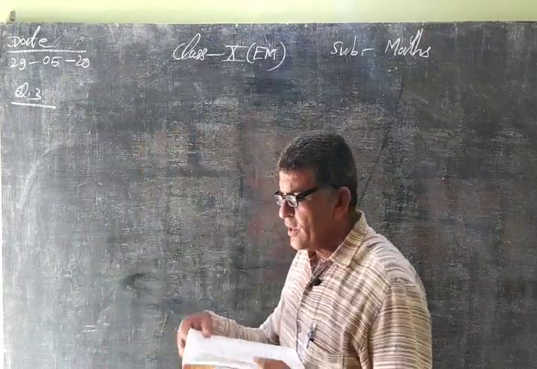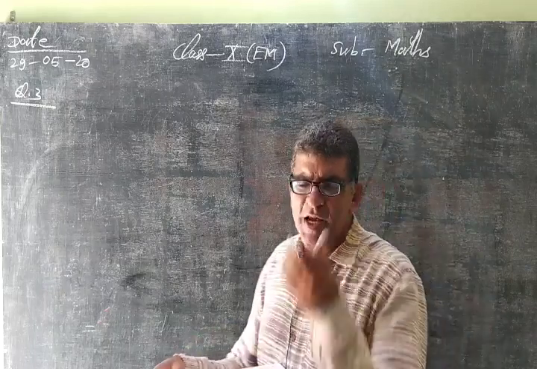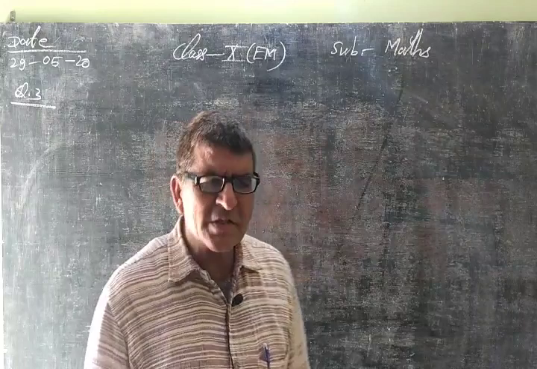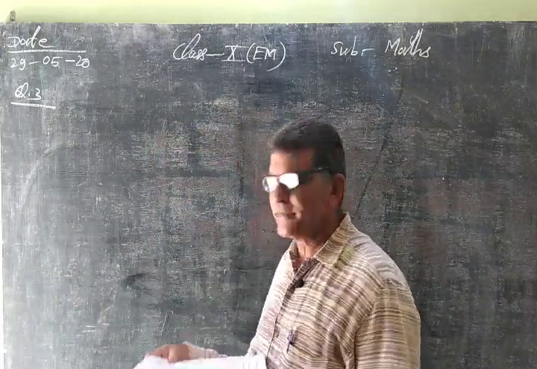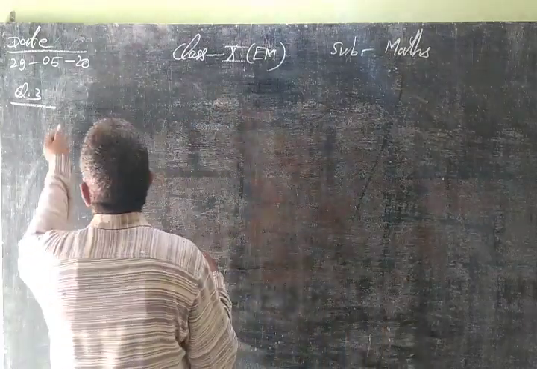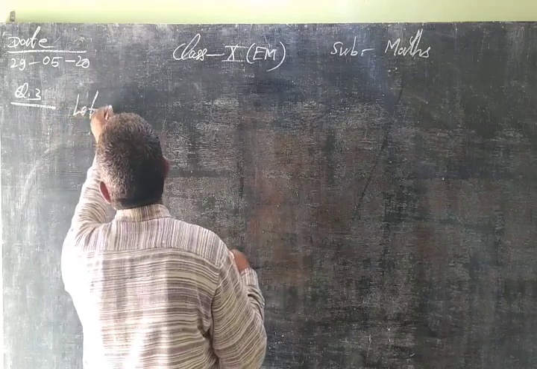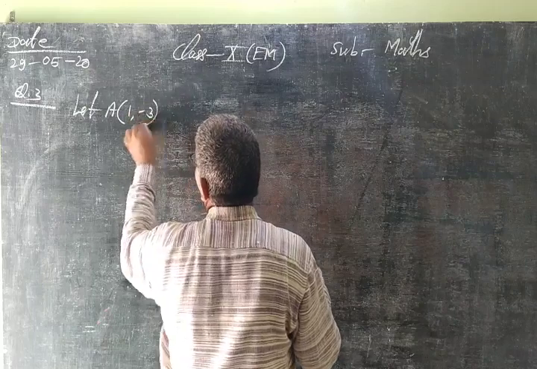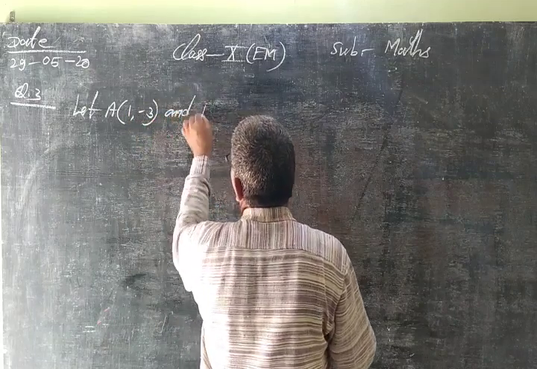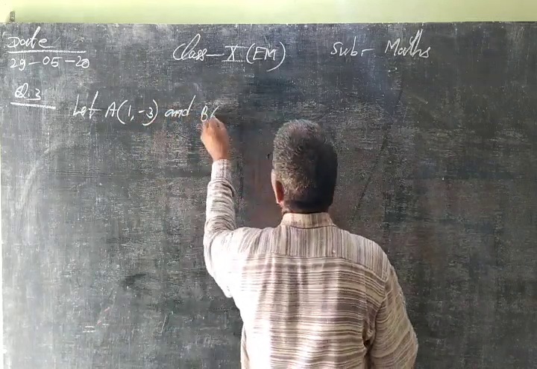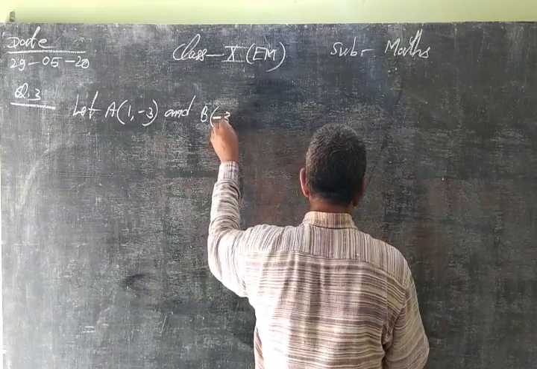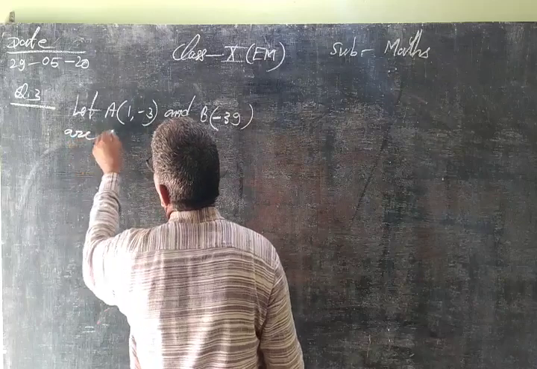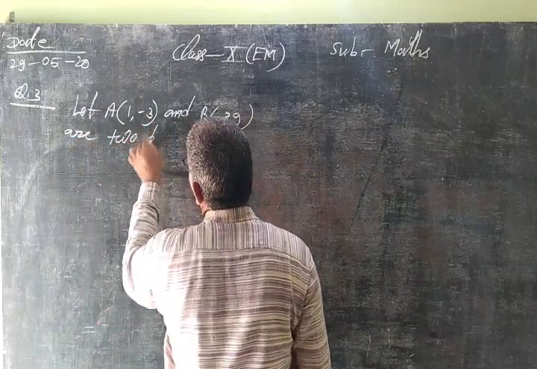Dear students, question number first and second I have explained, and now it is the turn of question number third. Let A (1, -3) and B (-3, 9) be two points.